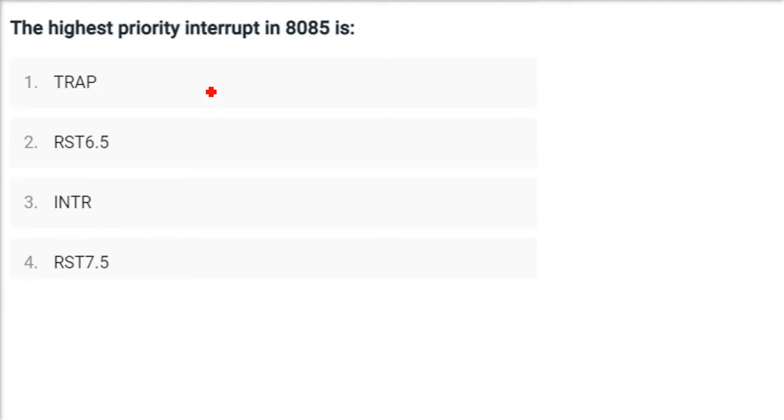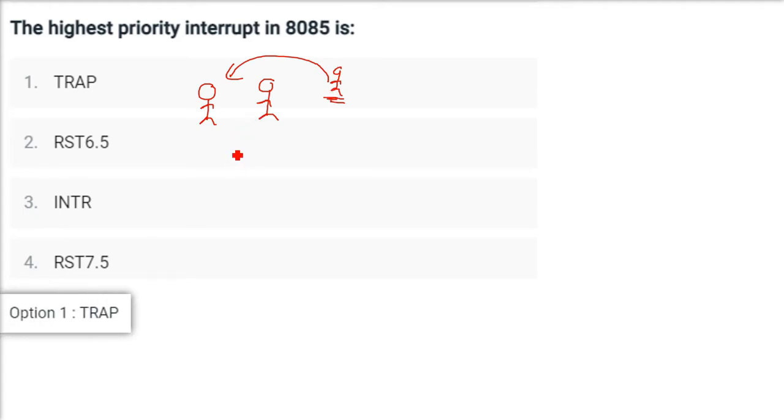The highest priority interrupt in 8085 is, see, if you are in a very important meeting with someone or some people, and some person comes and says, sir, I have to talk to you, it's very important. There are two ways you can respond. You say, no, wait for some time and I'll talk to you. Or you say, okay, tell me, come on. If it is important, just let me know.